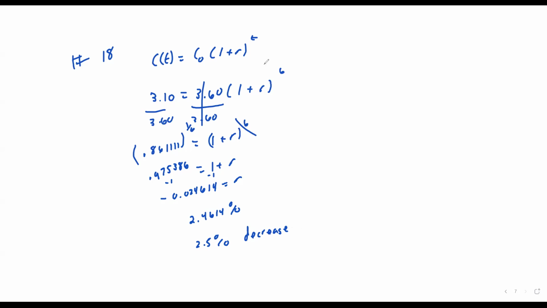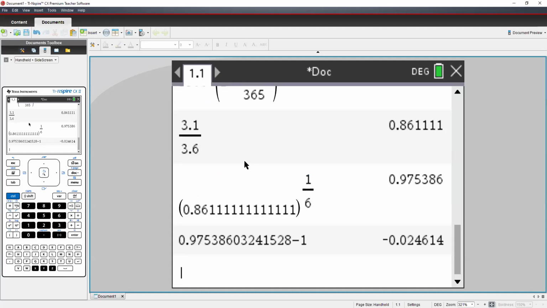Again, just look over here so you can see what I did. I basically took 3.1 divided by 3.6. I got this value. I raised it to the 1/6 and got this answer, and then took that answer minus one and got this answer. So that's just some calculations.